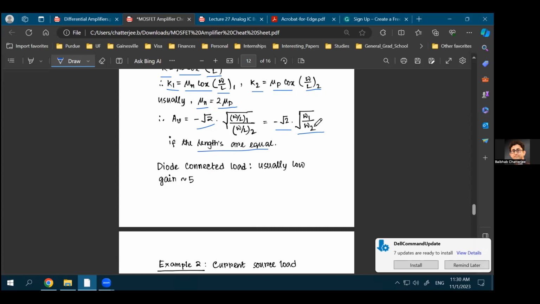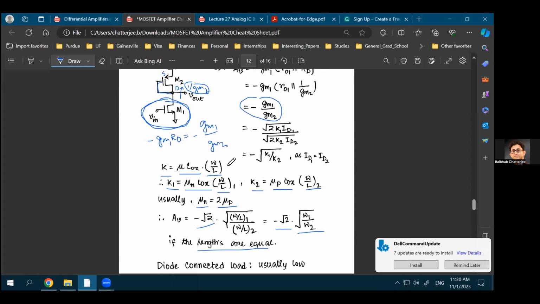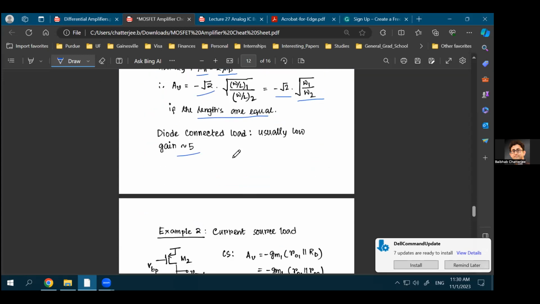And having a ratio of 100 is very difficult in an actual scenario, that you have a transistor which is 100 times bigger than the other transistor. That generally does not happen. Or it becomes much more difficult to connect the different terminals of the transistors just because of space limitations if one transistor is larger than the other transistor by 100 times. So let's say that one transistor is 25 times larger than the other one, then square root of 25 will give you a gain of 5. So usually with a diode connected load, the gain that you can have is in the range of 5 or 7 or so.